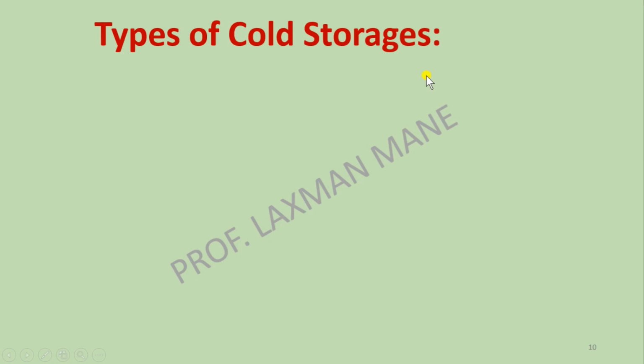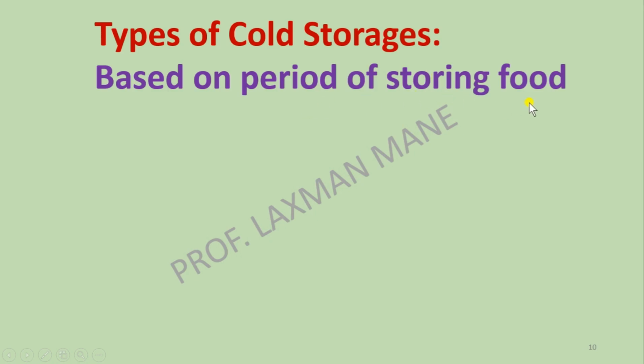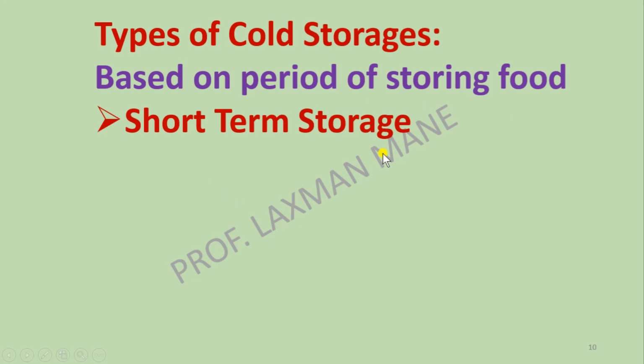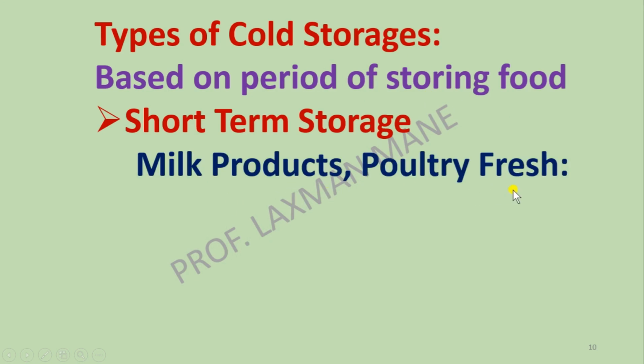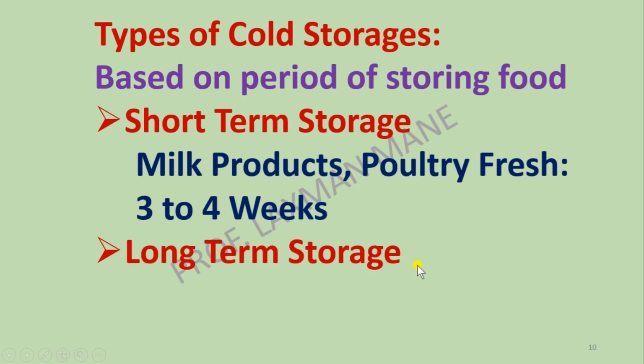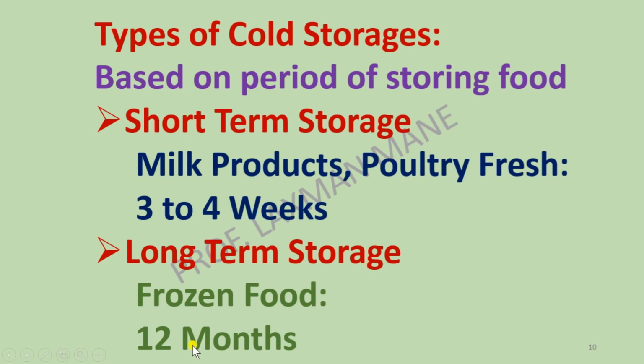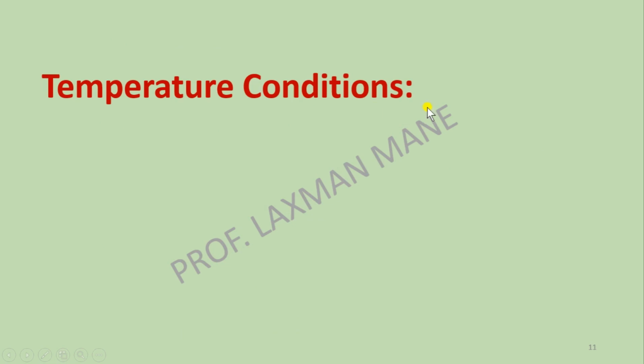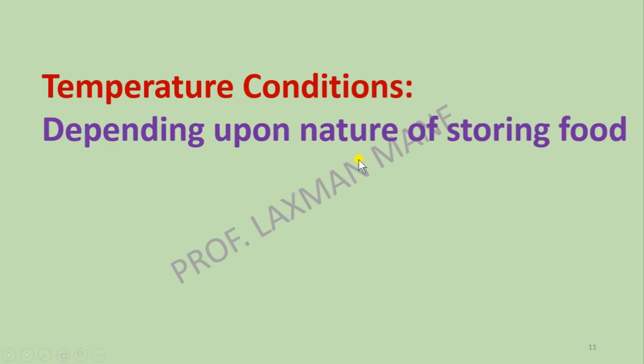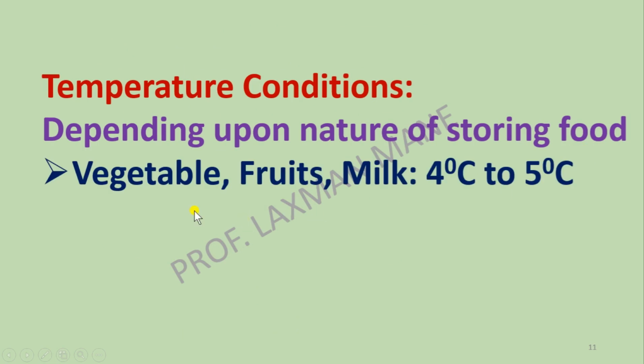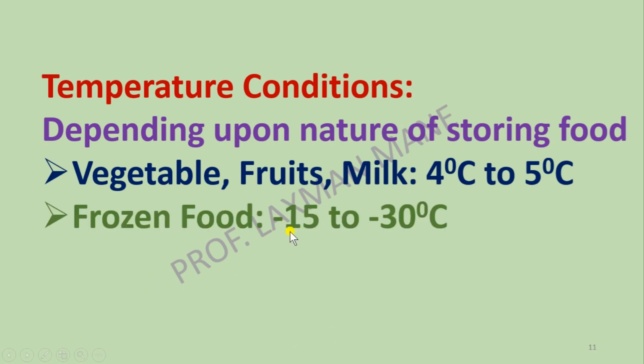Cold storages are classified based on period of storing food as short-term storage, which is used to store milk products, poultry fresh for the period of 3 to 4 weeks, and long-term storage, which is used to store frozen food for the period of about 12 months. Temperature conditions inside the cold storages, depending upon nature of storing food, are for vegetable, fruits and milk from 4 degrees Celsius to 5 degrees Celsius, and for frozen food from -15 to -30 degrees Celsius.